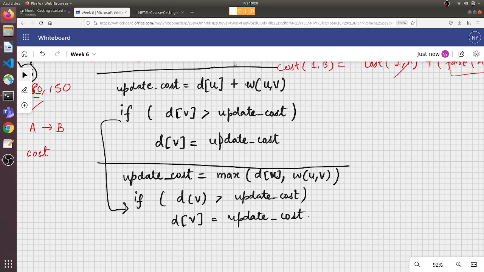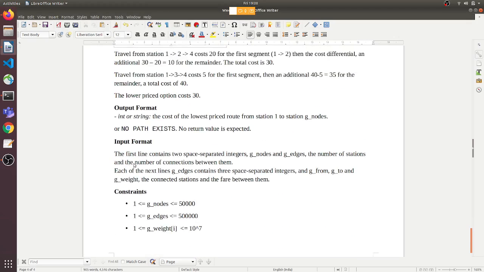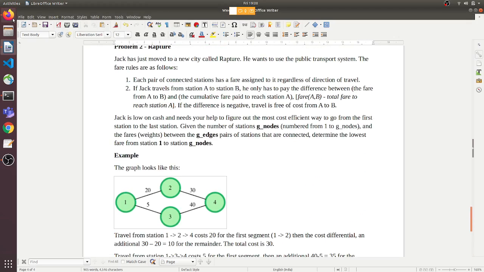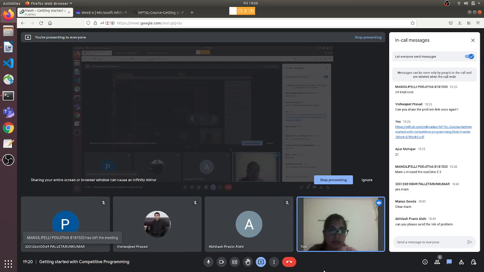So we can solve the second problem using Dijkstra, and we only need to change the update value that we use. From doing addition of the distance to u plus the edge weight, we just take the max of distance to the intermediate node u and the length of the next edge. Yeah, so any questions here?